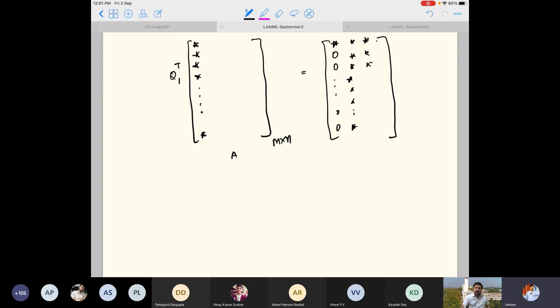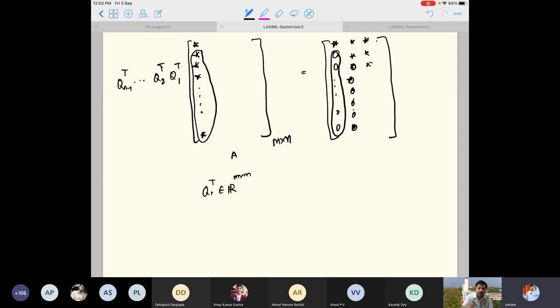If this is a matrix of the size m by n, what will be the Q1 transpose dimension? In which space will Q1 transpose belong? M by m. So using that m by m orthogonal matrix, I can make how many entries 0? M minus 1 entries to 0. So that is what I have done. I can make this 0. Now I will multiply this by Q2 transpose and make these entries 0, and so on and so forth.